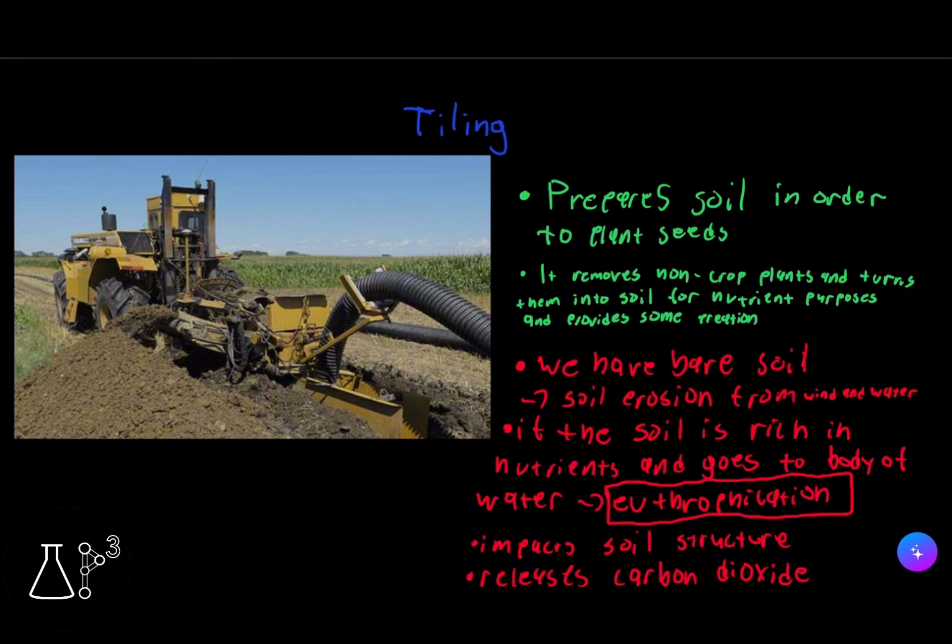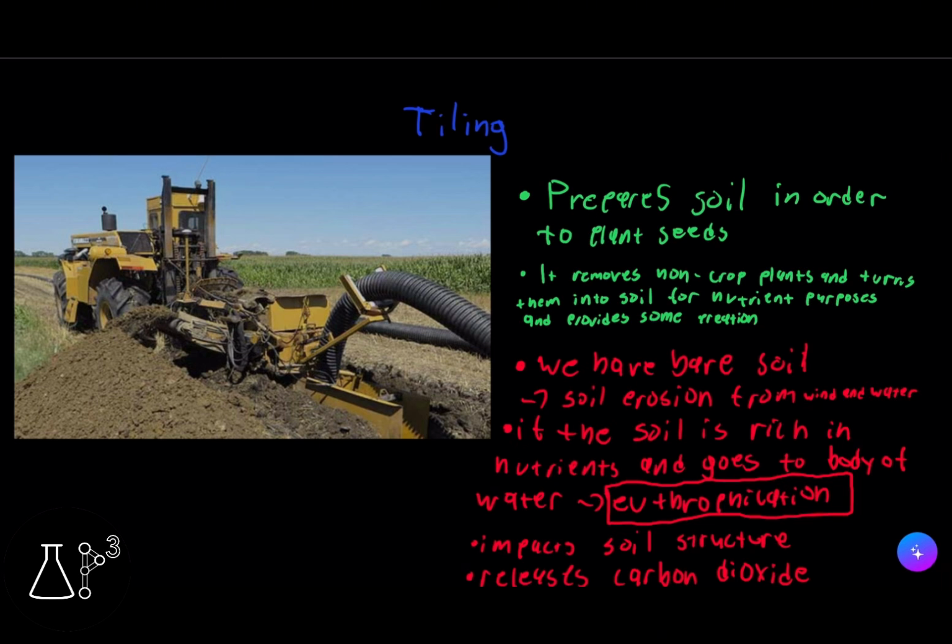So what's the bad thing? Well, we have bare soil, and that can cause soil erosion from wind and water. Now, if the soil is enriched in nutrients, it's going to go through the body of water, causing eutrophication. And that's basically where a body of water becomes enriched with nutrients, leading to excessive growth of algae and other aquatic plants. Basically, just like a green layer on top of the water.